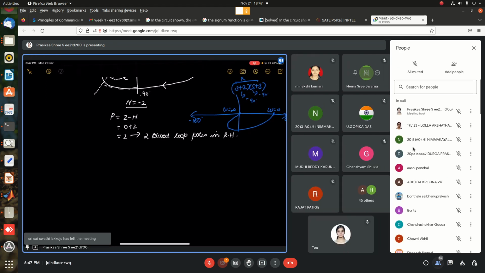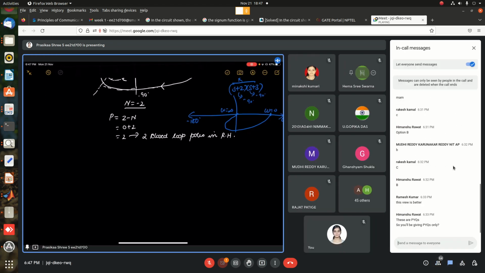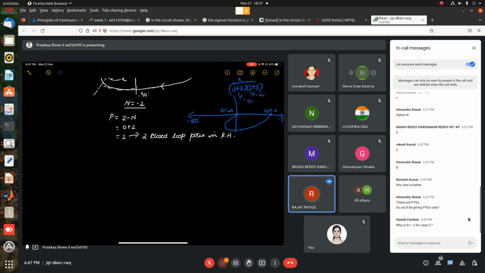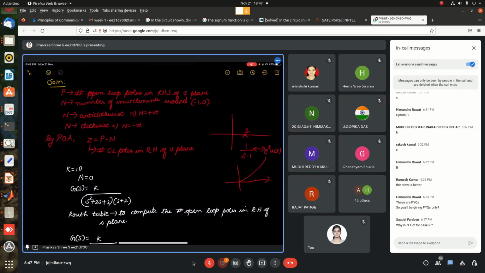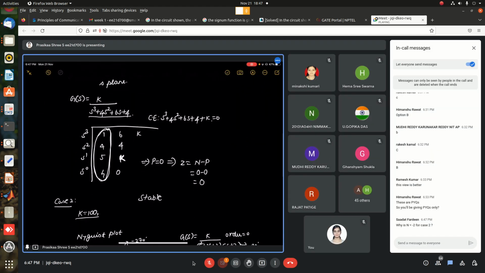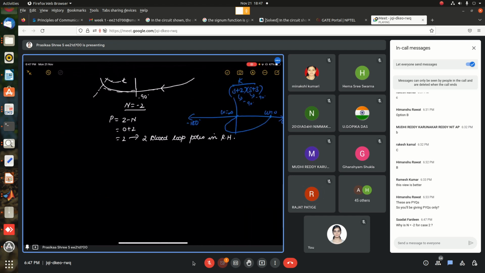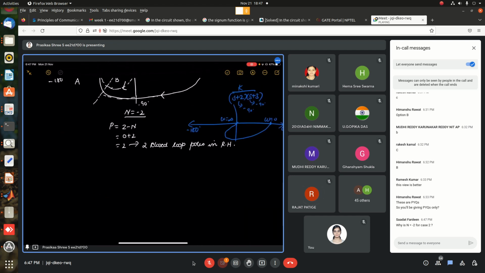Is there anyone who has doubt in this? Yes, this is a previous year question. So, can you quickly tell, how to draw the table by seeing that equation? In the first case, what is the table you're talking about? The Routh table. Yes. Okay, so see.